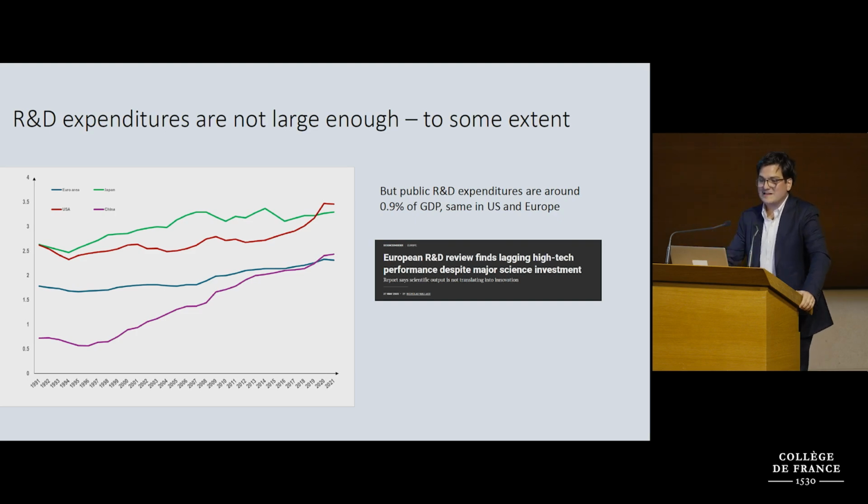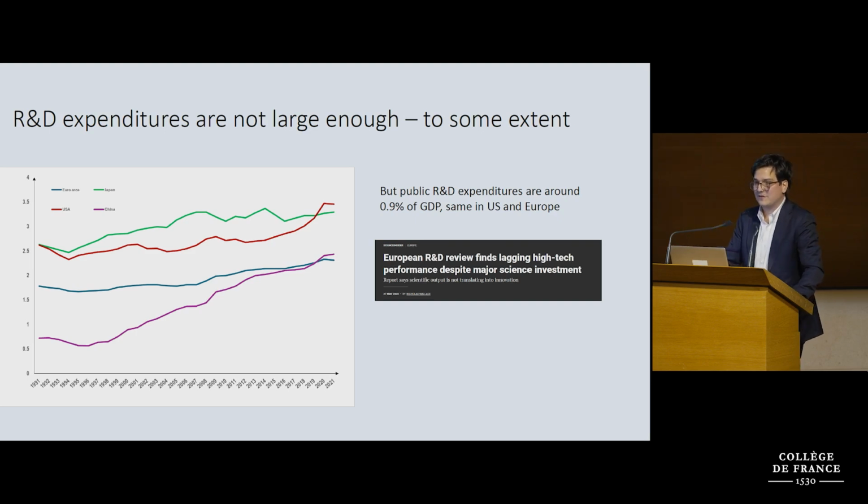One of the reasons is that clearly we don't invest enough in R&D. This is R&D expenditure in four important regions: Europe, Japan, US, and China. And you see that Europe is clearly behind Japan and the US. And as is now well known, this is not an issue of public expenditures. Actually, R&D spending by the public sector is about the same in Europe and in the US.